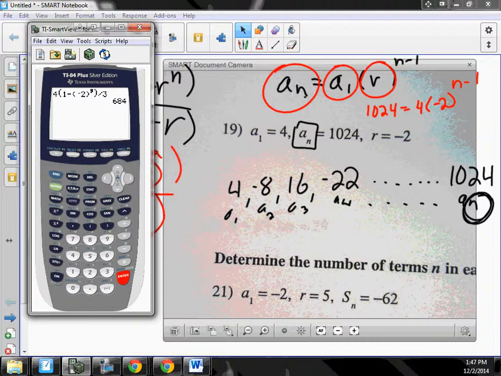And that's the sum. Now, that seems a little strange. Why is the sum smaller than my last term? If I had a whole bunch of numbers and I added them all up, why is the sum smaller than the last term? It's going up and down. It jumps from positives to negatives. Every other number is negative. So it's growing, but it's not growing very fast because it keeps bouncing between positive and negative numbers. So that will happen whenever your r is a negative number.